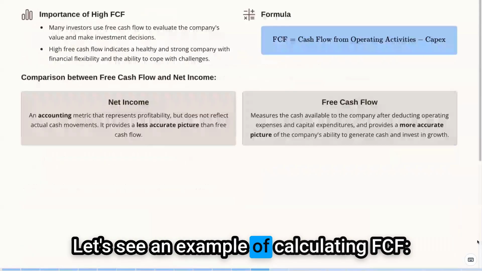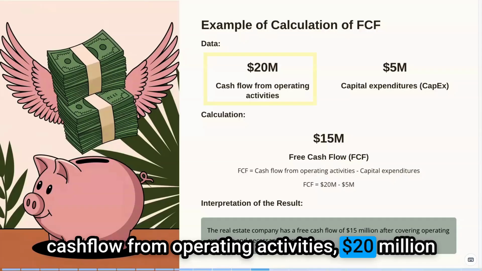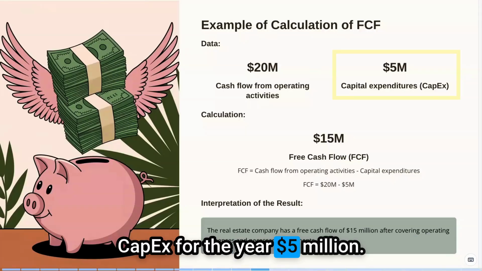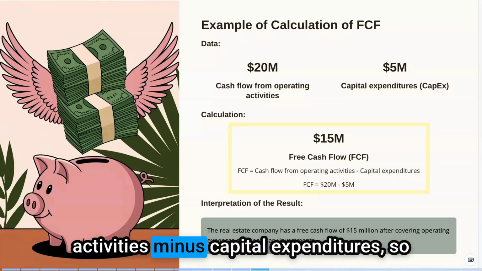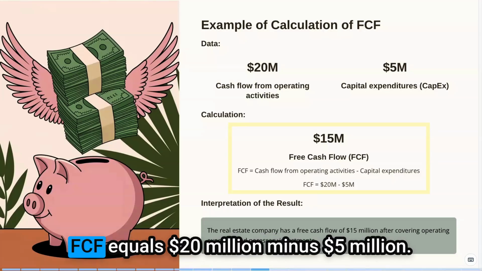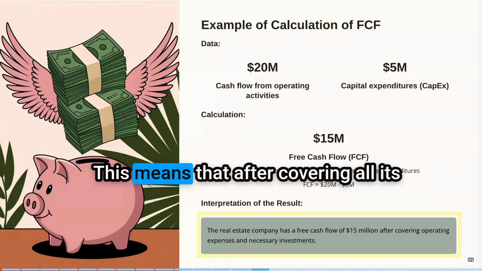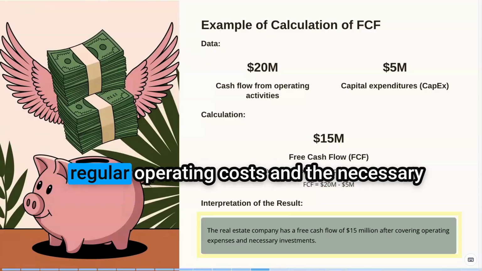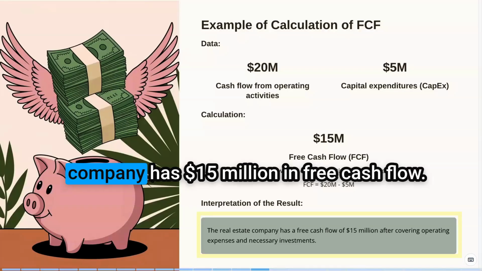Let's see an example of calculating FCF. A real estate company has the following data: cash flow from operating activities, $20 million. CapEx for the year, $5 million. FCF equals cash flow from operating activities minus capital expenditures. So FCF equals $20 million minus $5 million. FCF equals $15 million. This means that after covering all its regular operating costs and the necessary investments in its properties, the real estate company has $15 million in free cash flow.